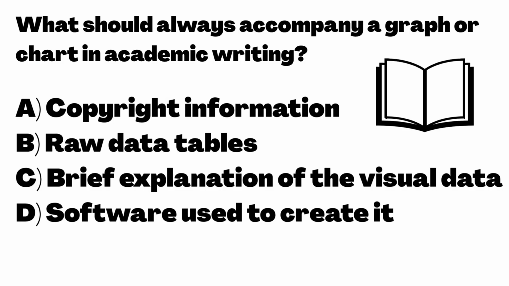What should always accompany a graph or chart in academic writing? A. Copyright information. B. Raw data tables. C. Brief explanation of the visual data. D. Software used to create it. The correct response is C. Brief explanation of the visual data.